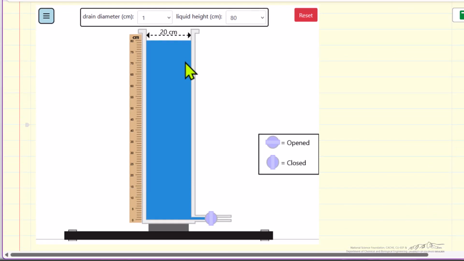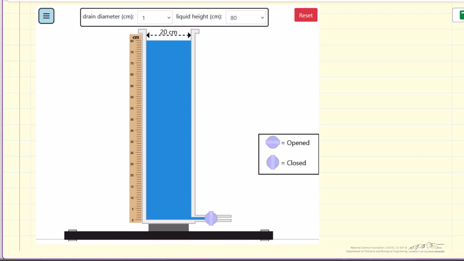In the experiment shown here, we can select the drain diameter among a couple of values and select the liquid height, either 80 or 40 centimeters. Then we open the valve, and the idea of the experiment is we record the time for different volumes, so we can look at the change in the volume and therefore know the volumetric flow rate as a function of height of liquid. And then we can apply Bernoulli's equation and continuity equation to calculate what we expect to see. Let's look at the simulation on the website.